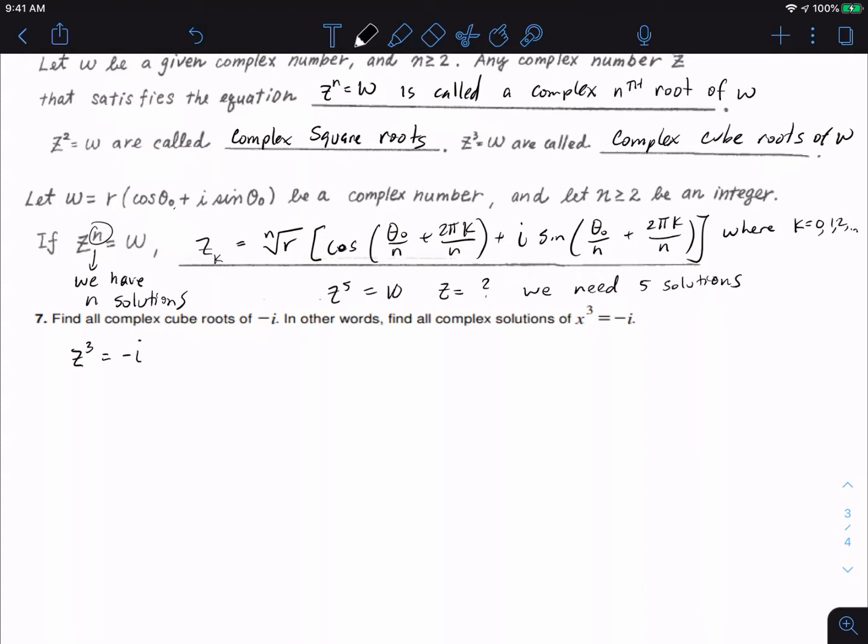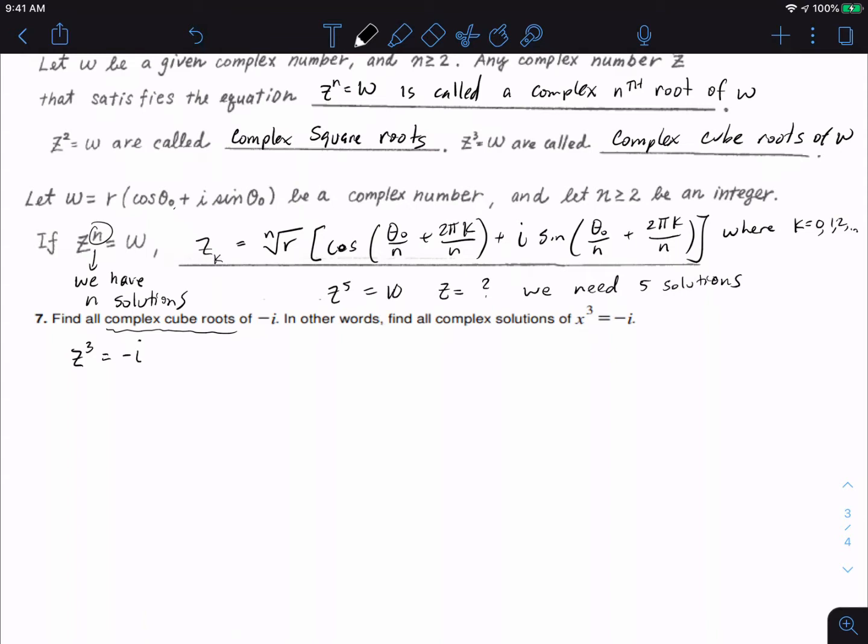Because they're asking for the complex cube roots. So that's telling me I'm going to have z to the third, just like I had right here. I found out that I had a laser pointer on this app, so now I'm really happy because you guys can see where I'm pointing. Silly, I know, but it makes me really happy.